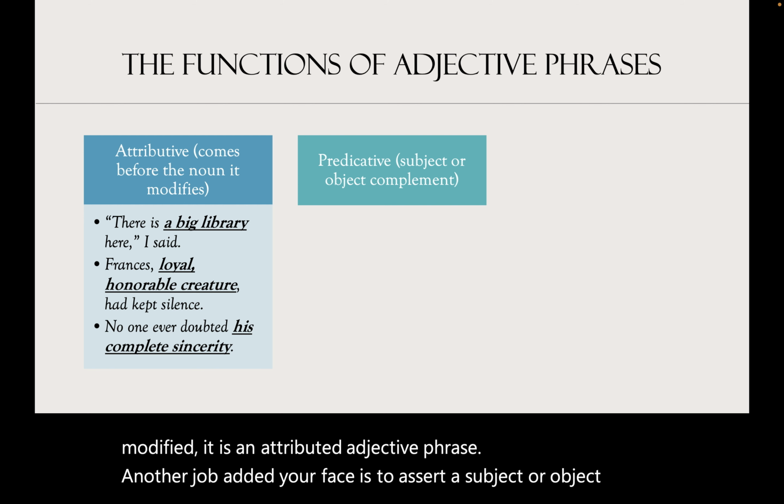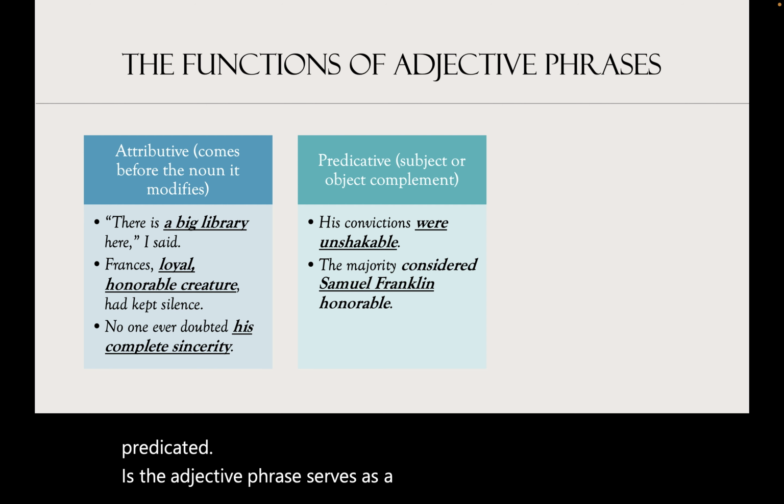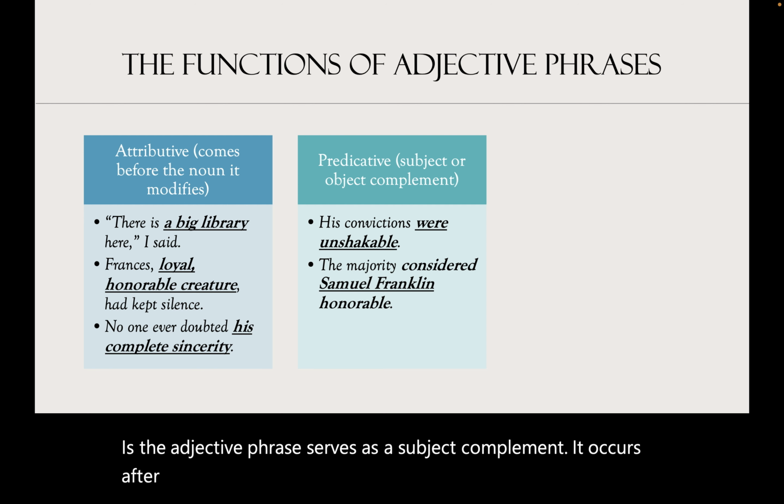If the adjective phrase serves as a subject complement, it occurs after the linking verb, as in, "His convictions were unshakable." Unshakable is an adjective describing the subject, his convictions, across the linking verb to be. In this case, this verb is in the past tense, plural form, were. Note that a predicative adjective phrase is not part of the noun phrase. It does not occur inside a noun phrase. It stands on its own as part of the verb phrase.